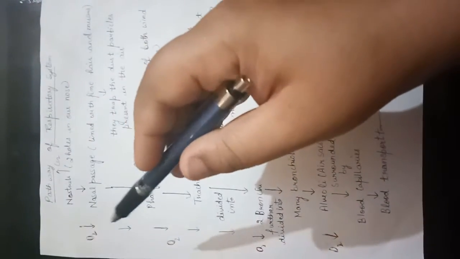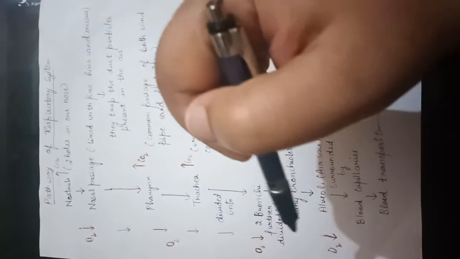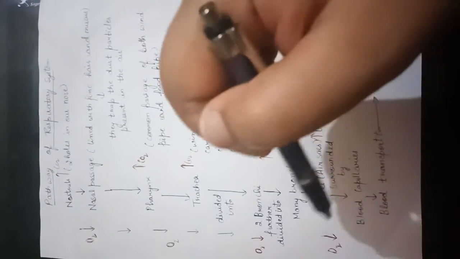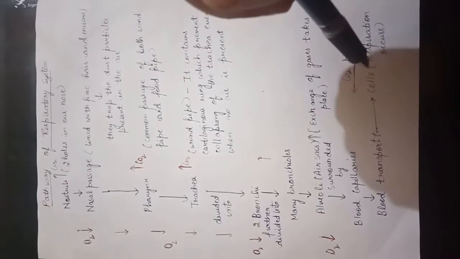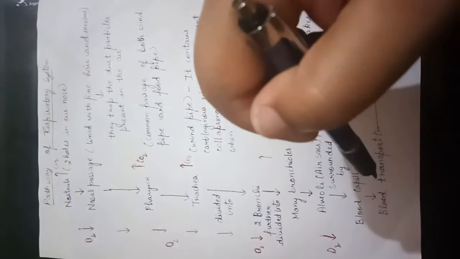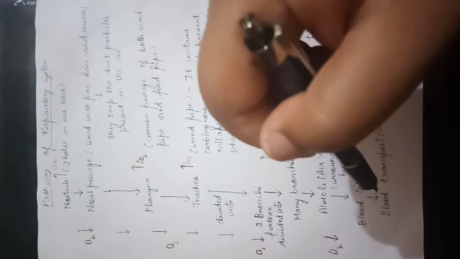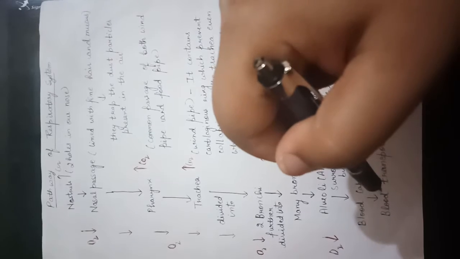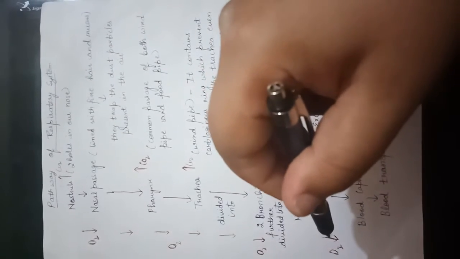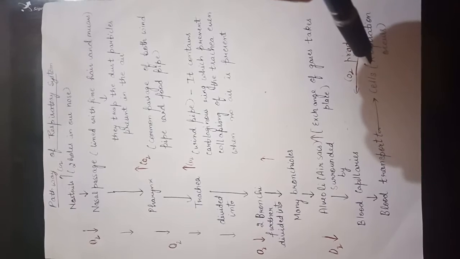So these arrows are showing how the oxygen will enter through this pathway, and when this oxygen reaches the cells. How does it reach? Because the blood contains RBCs, and RBCs contain the hemoglobin pigment. So that hemoglobin pigment is responsible for carrying this oxygen to the cells, and here in the cells respiration occurs.